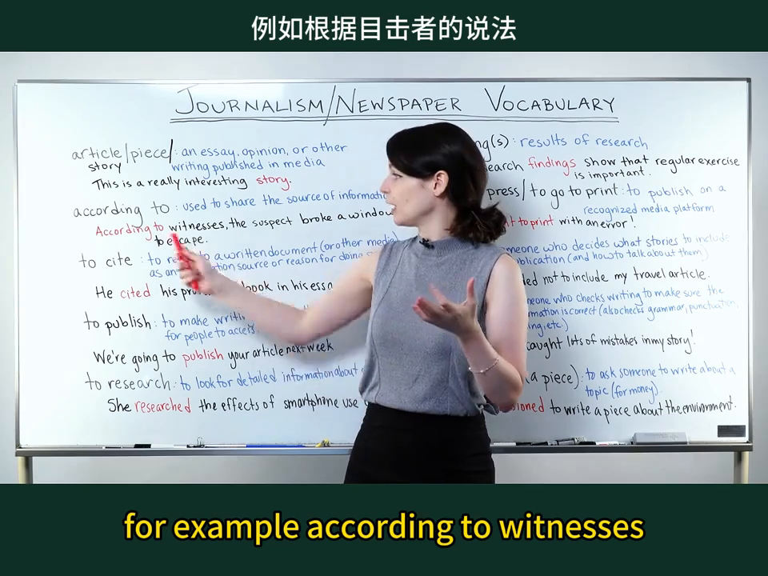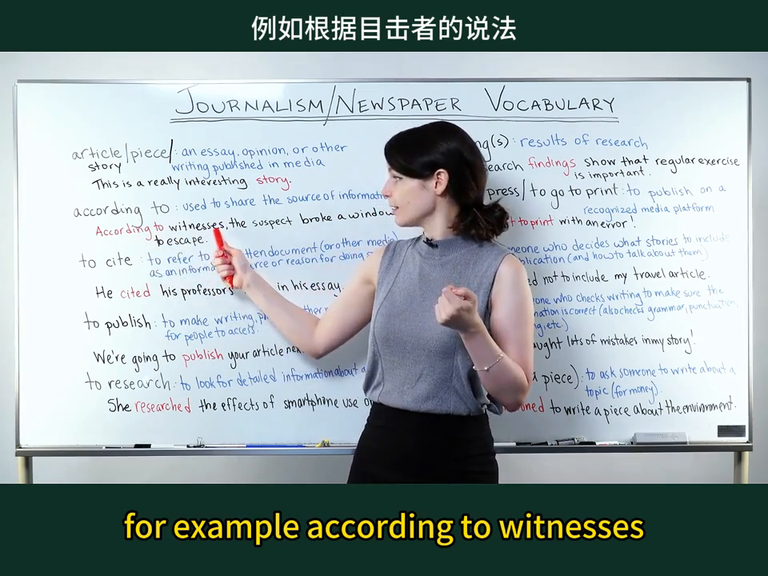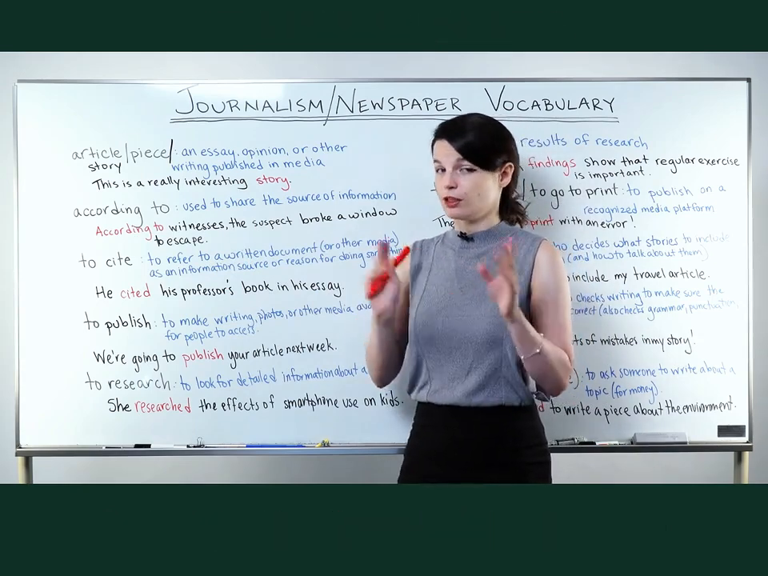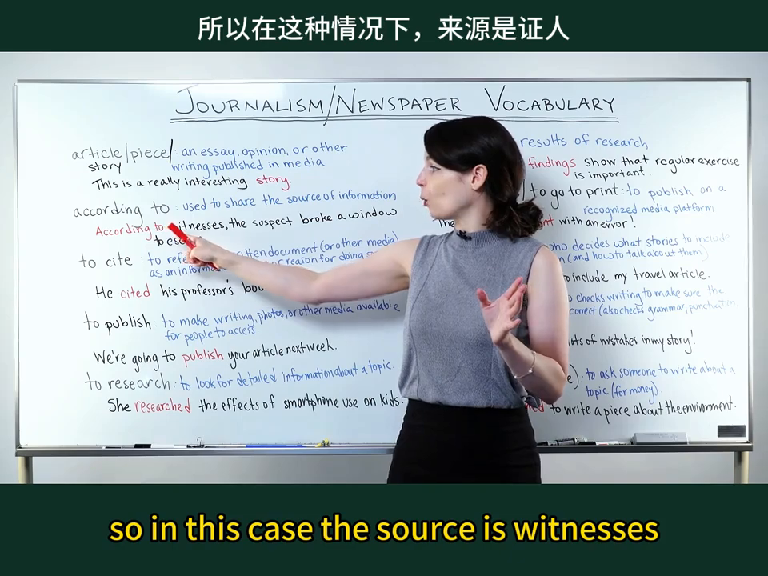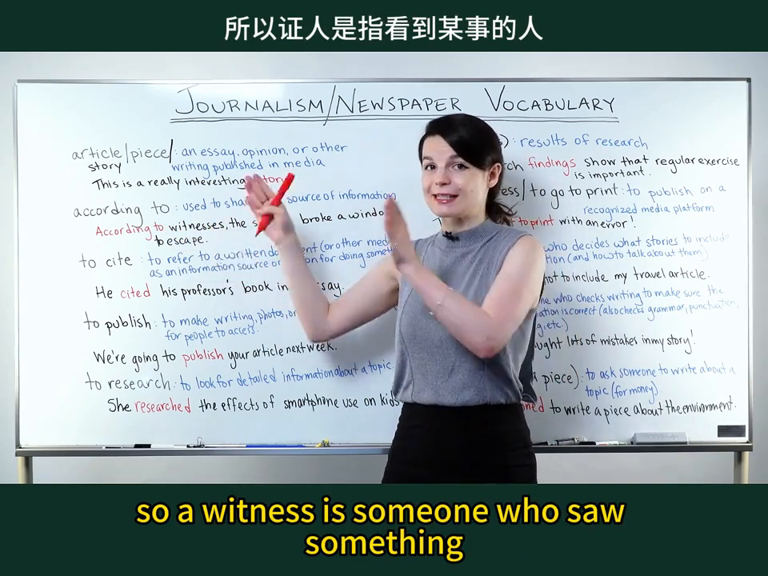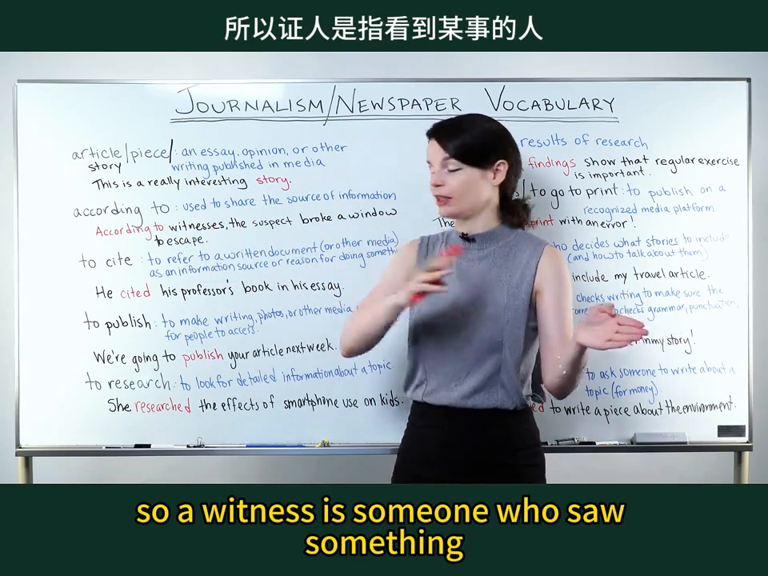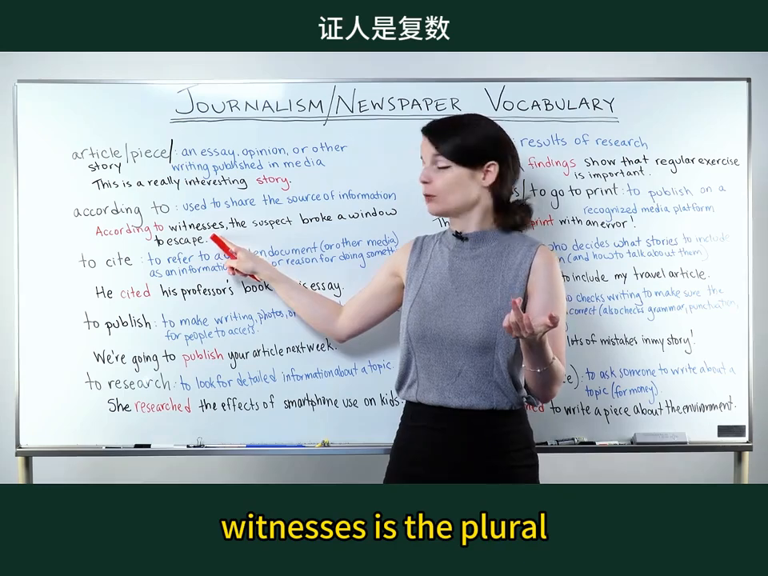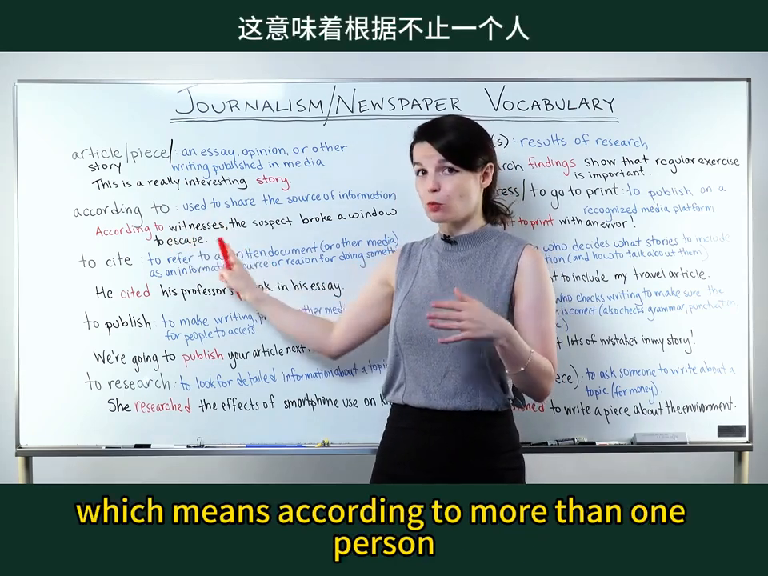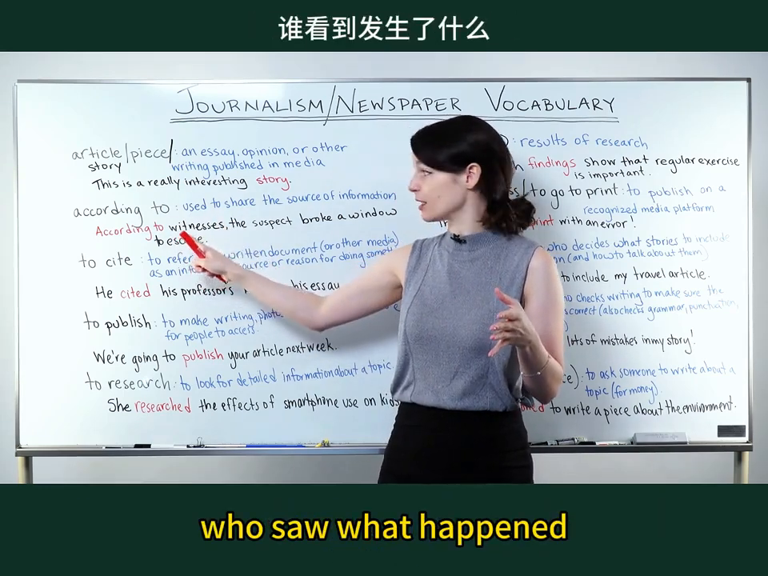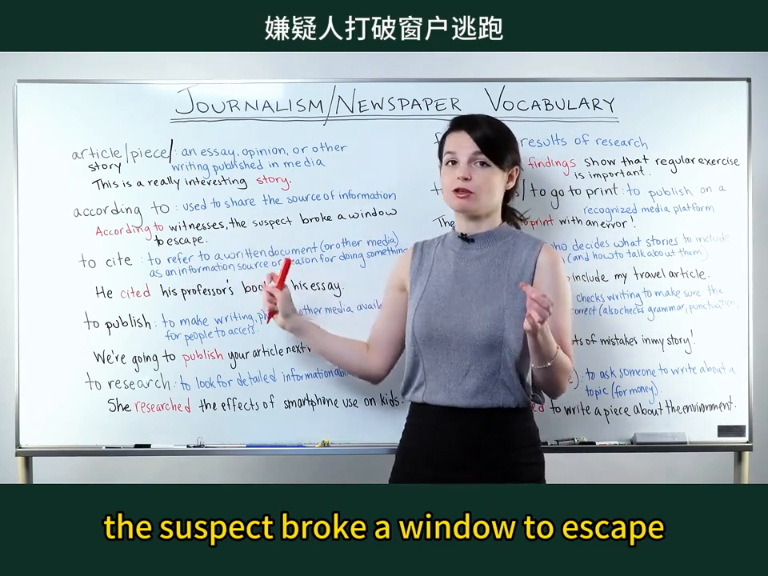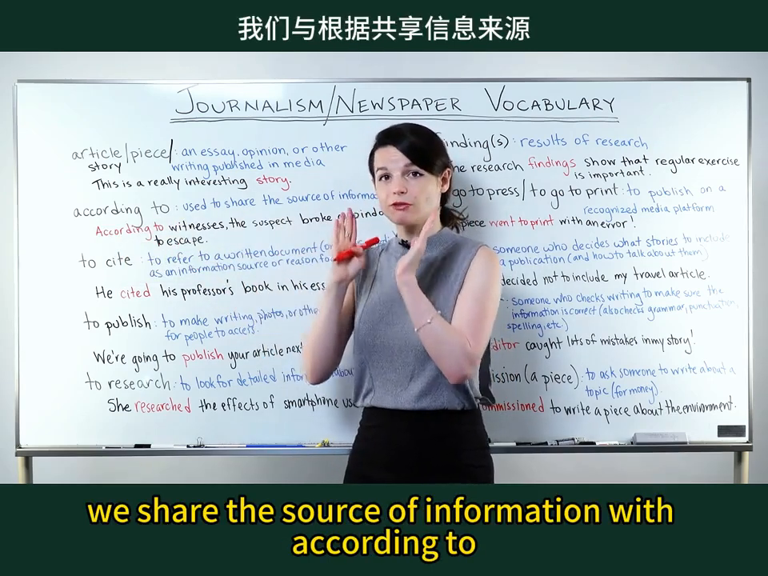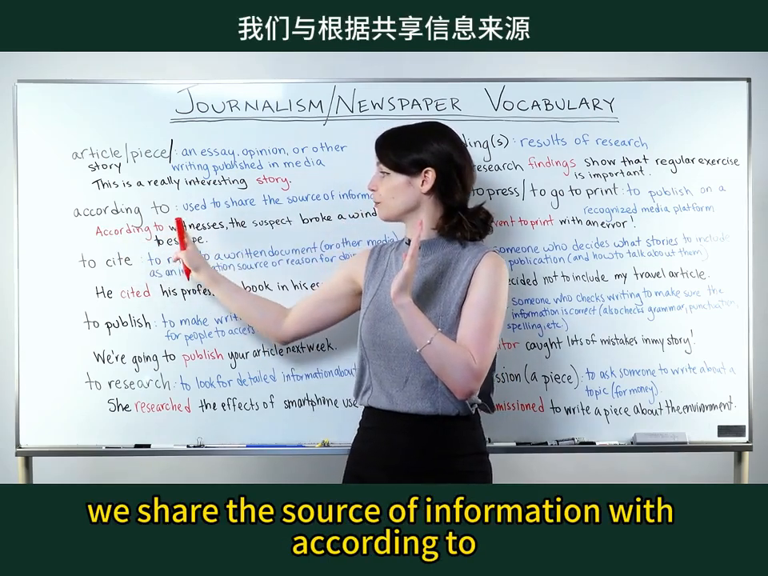For example, according to witnesses, the suspect broke a window to escape. So in this case, the source is witnesses. A witness is someone who saw something, in this case, a crime. Witnesses is the plural, which means according to more than one person who saw what happened, the suspect broke a window to escape. So we share the source of information with according to.